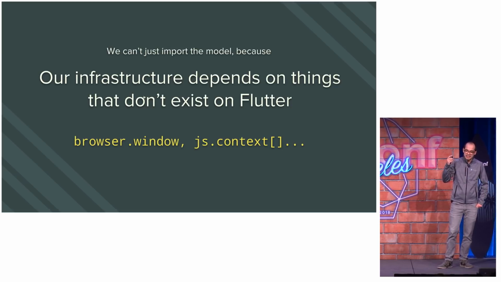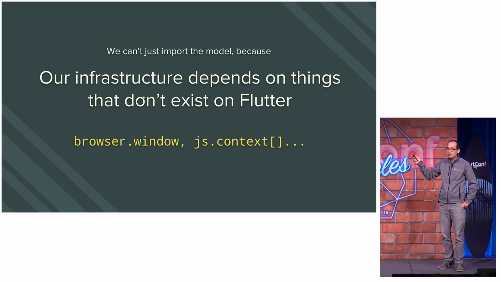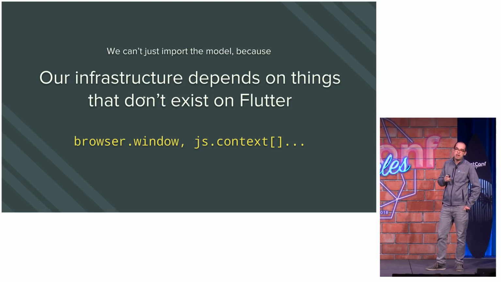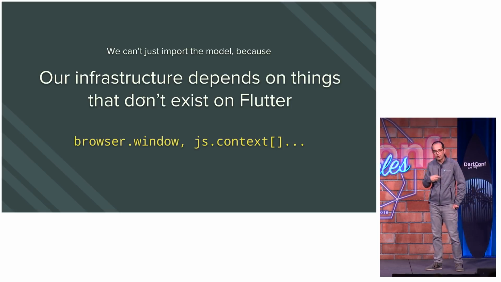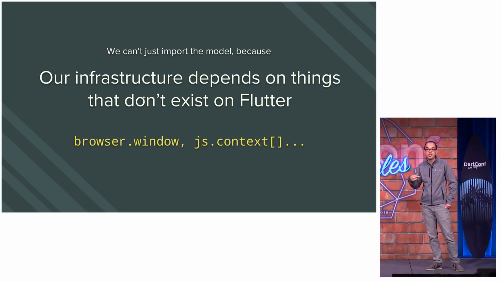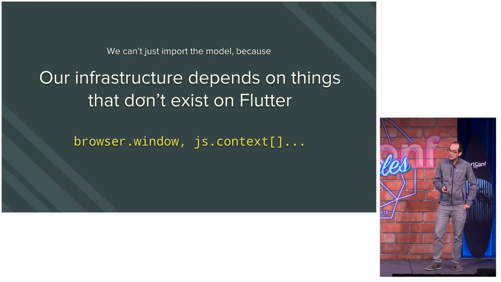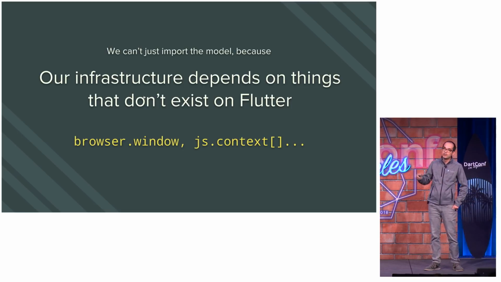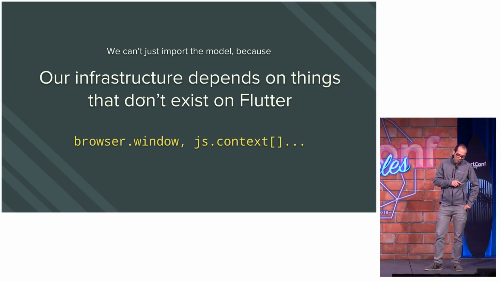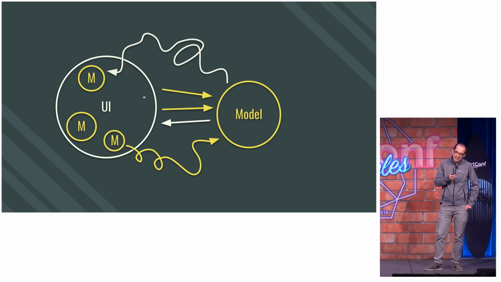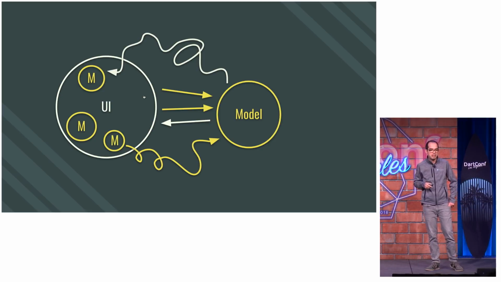Second thing is, remember that infrastructure thing I talked about? It was written for the AngularDart app. And because it was written for web, it relies on a bunch of stuff that is not available in Flutter. For example, like the browser window to get the current location, or the JavaScript context to do some caching or event pass. So, it doesn't seem like much. I mean, you could say, just rewrite those things and be good, right?